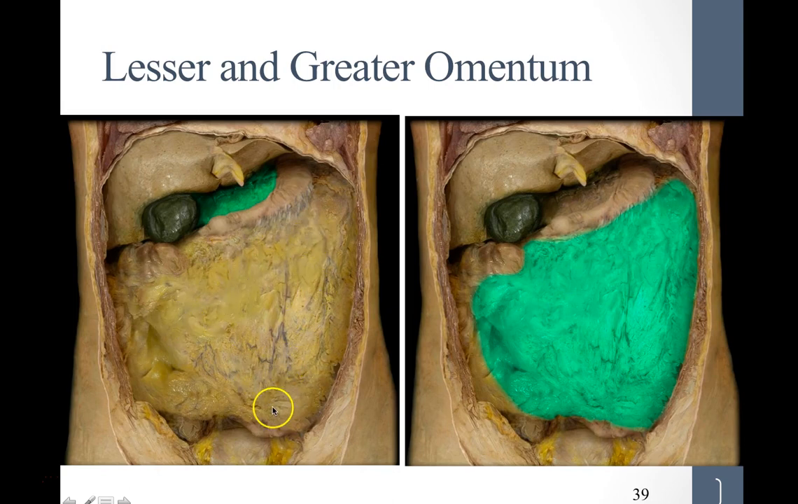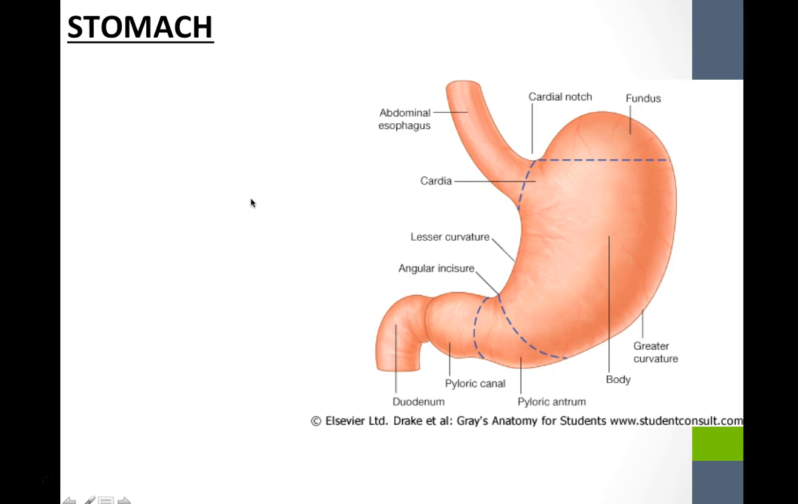And then of course we have a lesser omentum, and that is attaching to the lesser curvature of your stomach over here. So most of the cadaveric pictures beyond this point will not have that omentum in place. So let's continue the pathway of food. We stopped at the esophagus, and now we are looking at a view of our stomach.